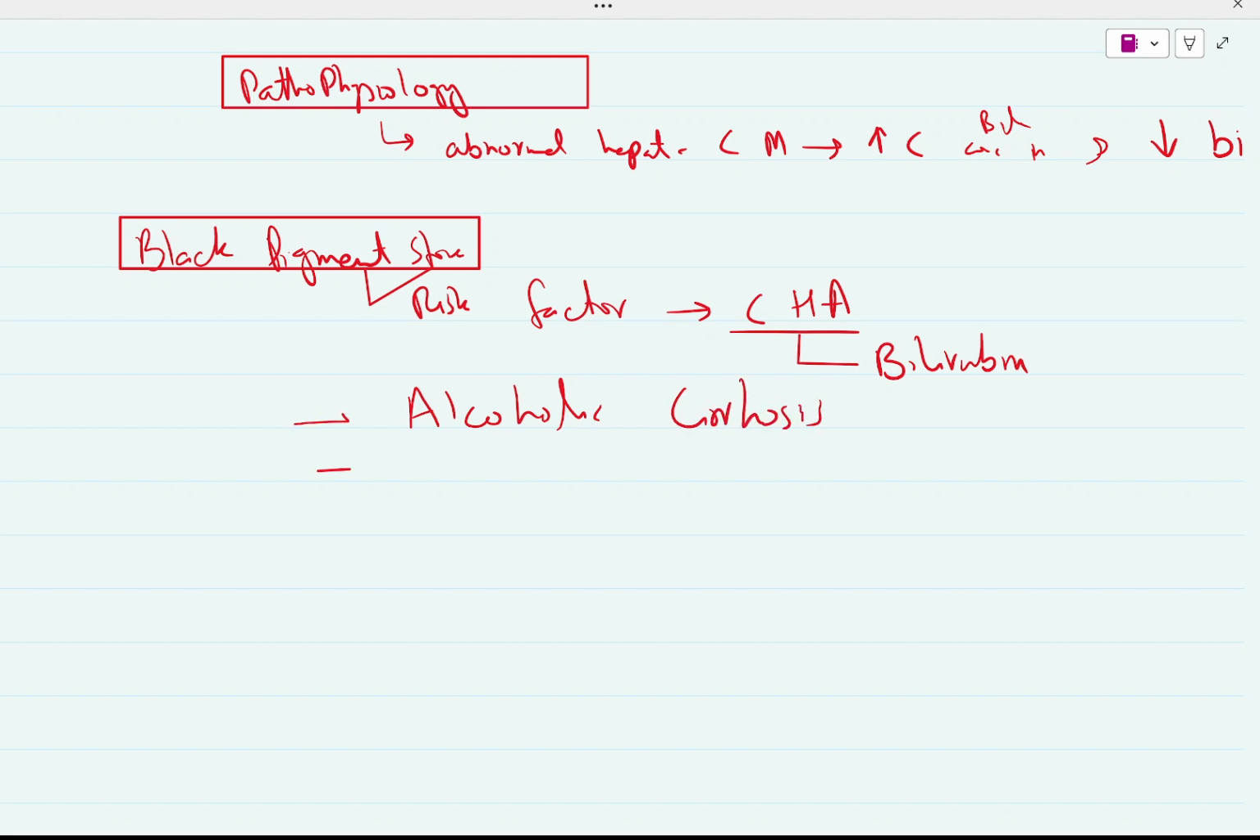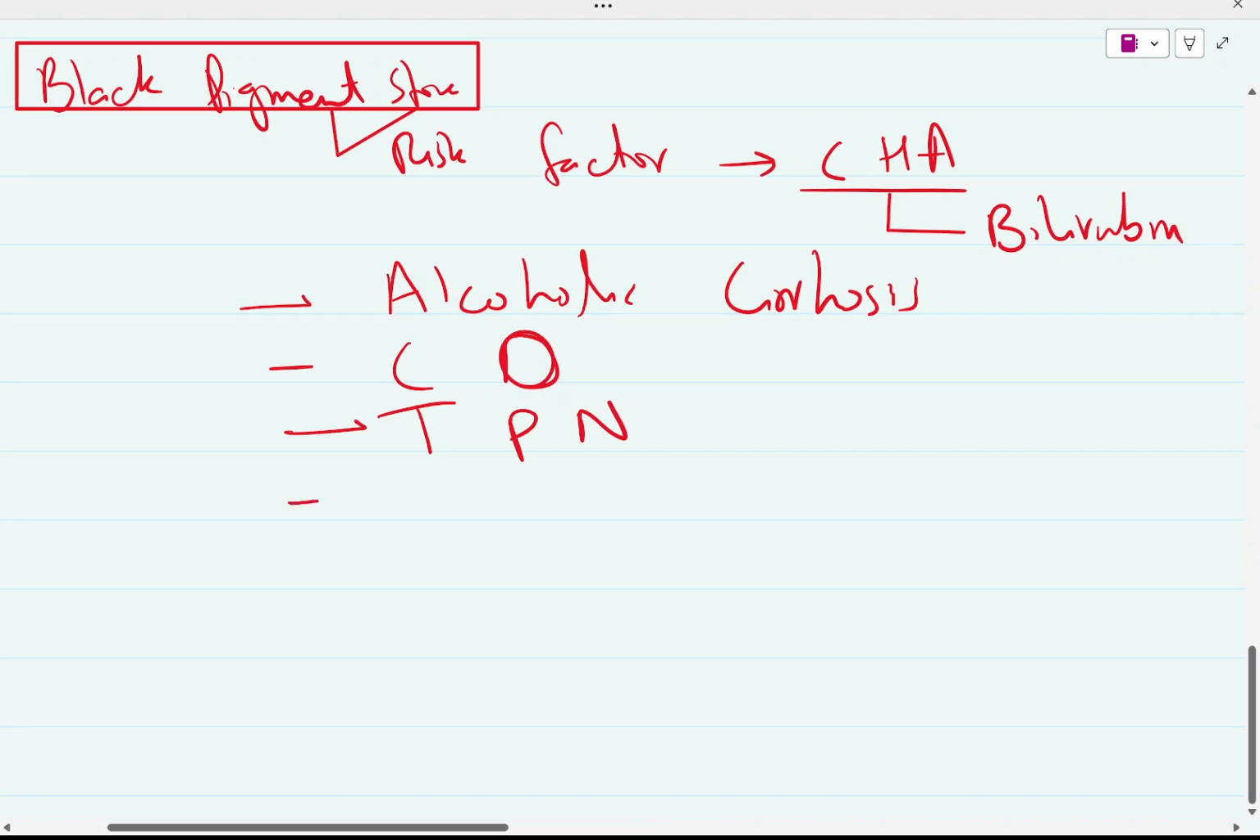Third risk factor is Crohn disease. In Crohn disease, there will be malabsorption symptoms as well. There will be anemia. So next thing is if a patient is on total parenteral nutrition, can also have black pigmented stone. The last risk factor of black pigmented stone is advanced age.